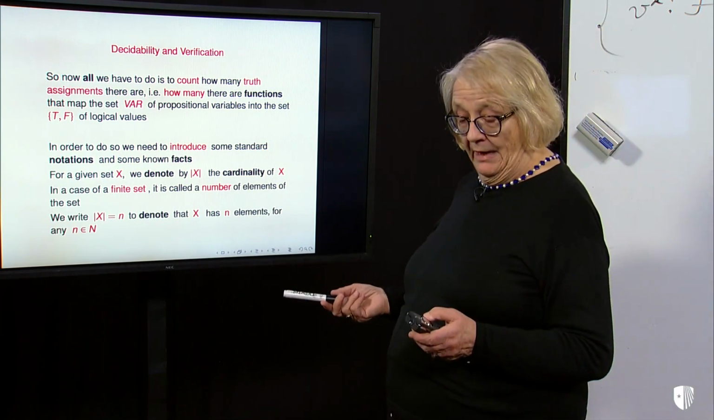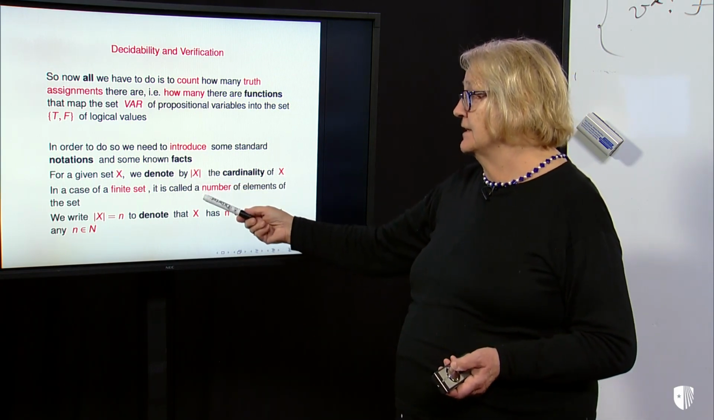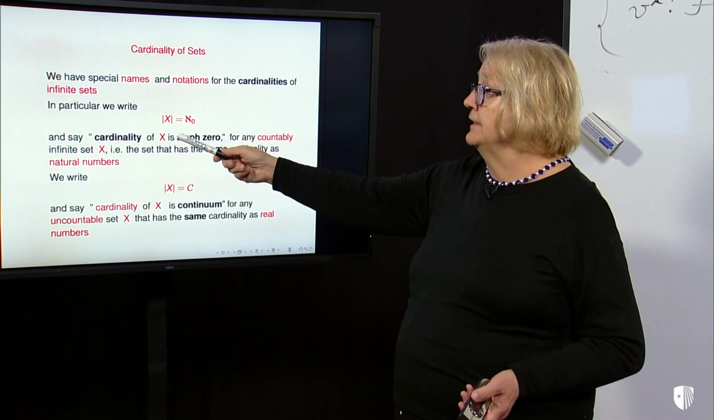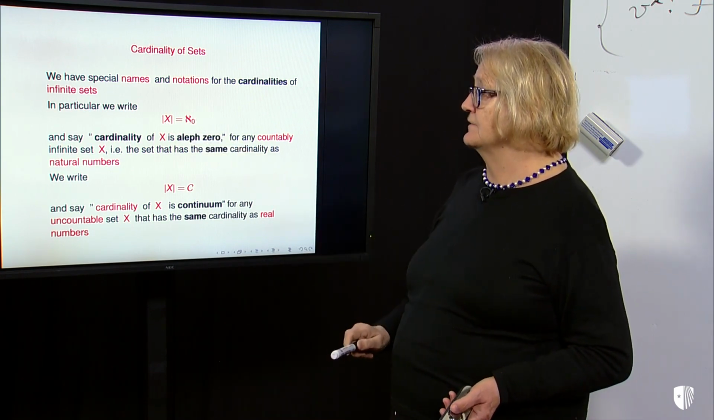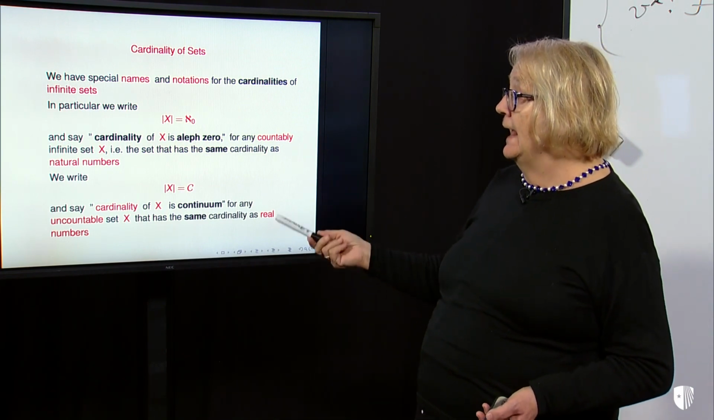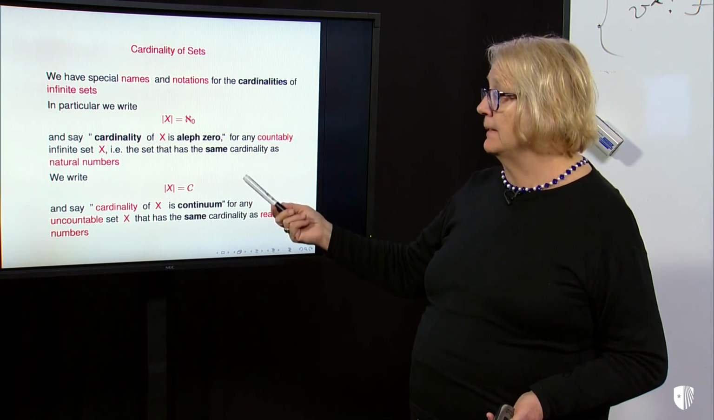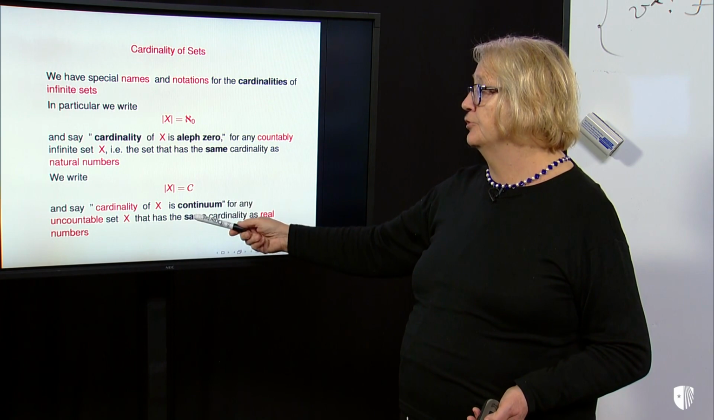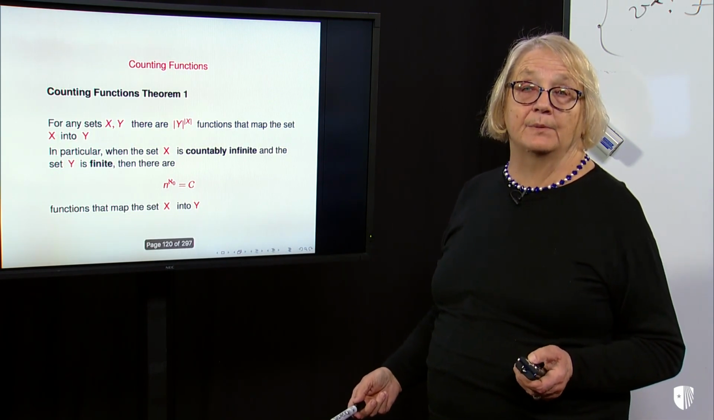When you have a set, we write this as the cardinality. In a finite case, it's the number of elements, and for infinite sets, there are names. Cardinality of countably infinite is called Aleph 0, for any countably infinite set, and cardinality of real numbers is called continuum. So cardinality of X is continuum if it has the same cardinality as the real numbers.